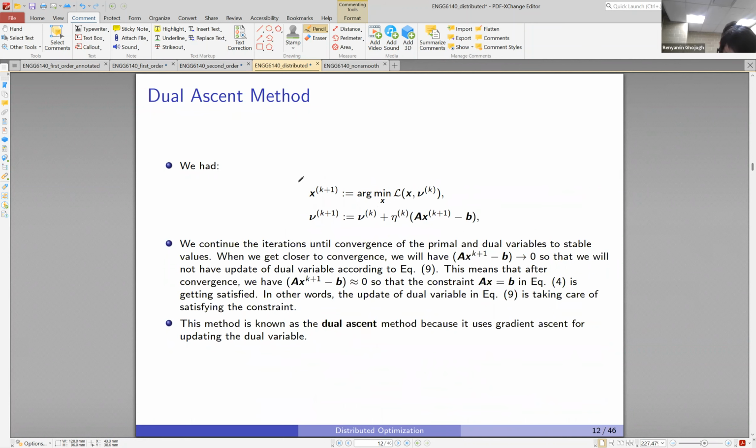So we saw that we had this. I'm repeating what we had in equation 8 and 9 here. We continue the iterations until convergence of the primal and dual variables. This convergence is important. We shouldn't do this only for one iteration. We should do it until this x and nu converge to some stable values.